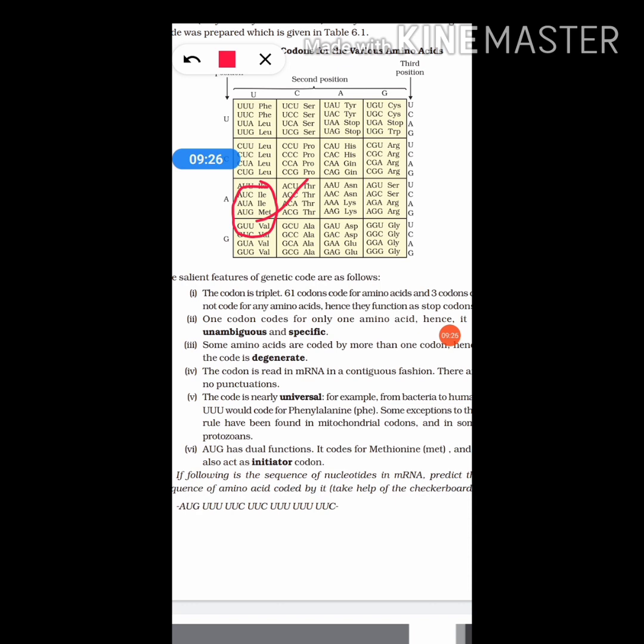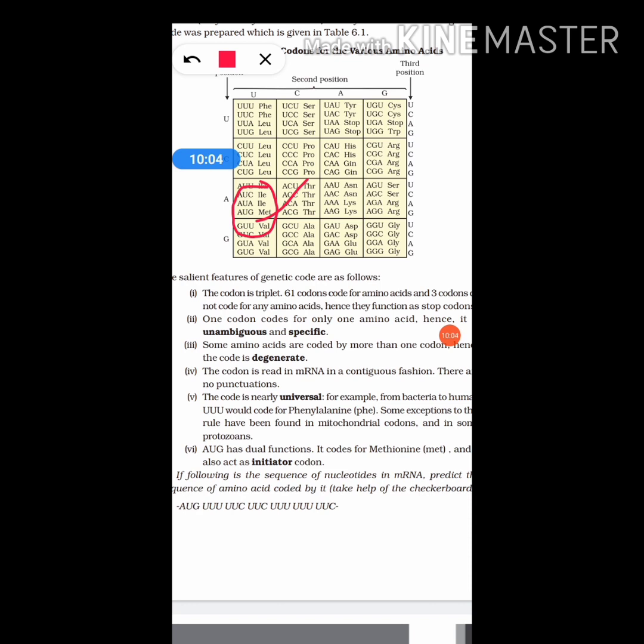MET. MET stands for methionine. The amino acid methionine is coded by which codon? AUG. And AUG has one more important function, that is AUG is the start codon. That means when we are observing an mRNA, each and every mRNA starts with one codon, that is AUG. So AUG is known as the initiator codon. So in every mRNA, we can see the first codon should be AUG. So that is called the initiator codon.